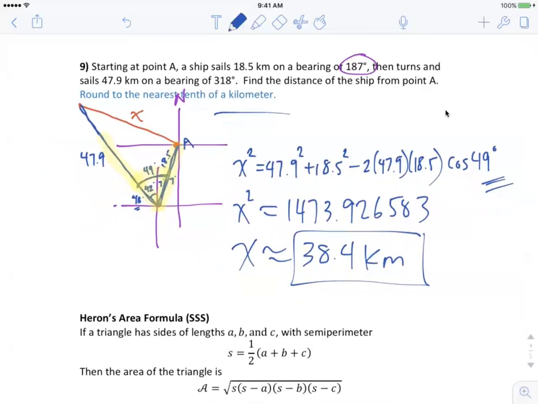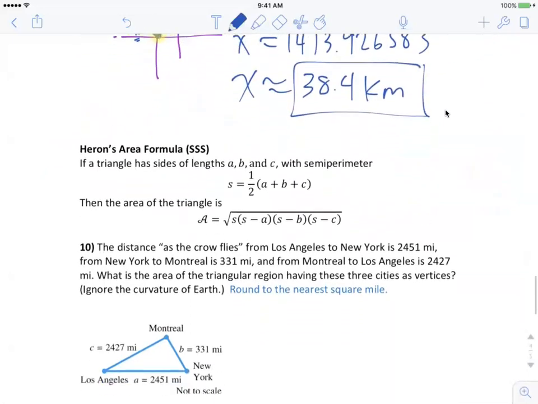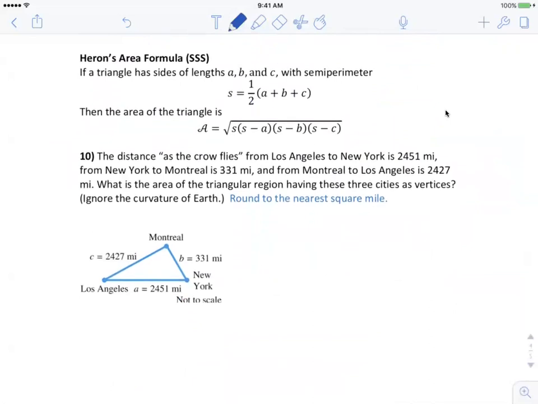One more type of problem for this section is what's called Heron's formula. It's for area if you have the side-side-side case. The derivation of this formula, you can find in the textbook. I don't cover it in this video. It's not required, but if you're interested, check it out in the textbook. You'll see the derivation, which is pretty cool. Basically it has to do with the semi-perimeter, which is half of all the sides added together. And then you get this area formula here.